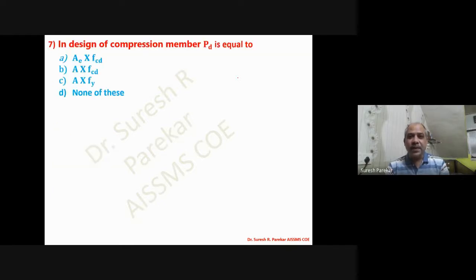In design of compression member, PD is equal to this. We know this formula, we have A into FCD. Option is A. This is given in IS code.